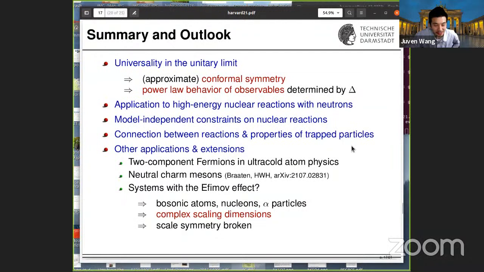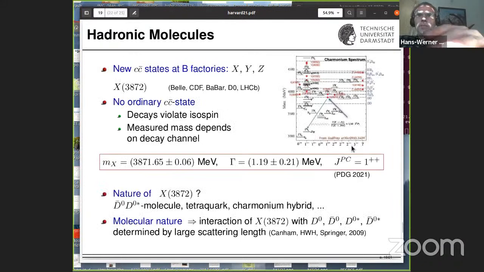Sure. So this whole talk was about neutrons, and it turns out that you can apply the same idea also to other systems. Of course, we have the unitary fermions, which are usually investigated with ultra cold trapped atoms, and many of the properties of this unitary Fermi gas are measured experimentally with ultra cold atoms. But there is also a system from hadron physics that one could look at, and these are charmonium states that have been discovered at hadron colliders and at B factories.